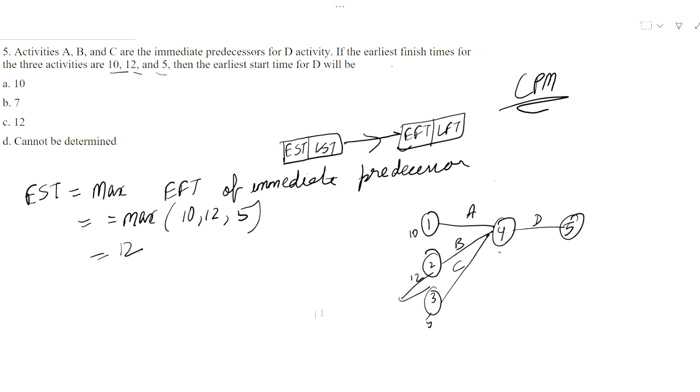Now here, the earliest finish time for three activities is given. We have to find out the earliest start time. So here, the earliest start time is the maximum of the earliest finish times of the immediate predecessors. So that is how it works with the critical path method.